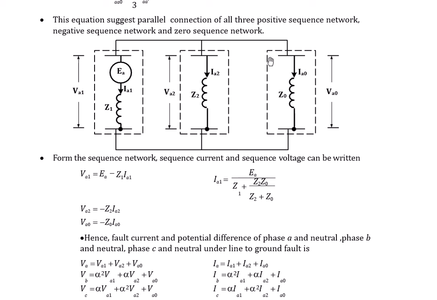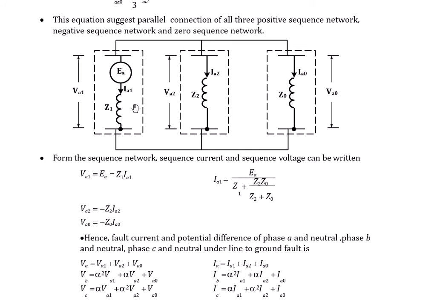All these formulas are derived from the network by using KVL. If we want to find IA1, then IA1 is equal to EA upon Z1 plus the parallel combination of Z2 and Z0. How can we find this current? The current IA1 is flowing in this circuit. If we see the figure, there is only one voltage source, which is EA. So current I is equal to V upon R.